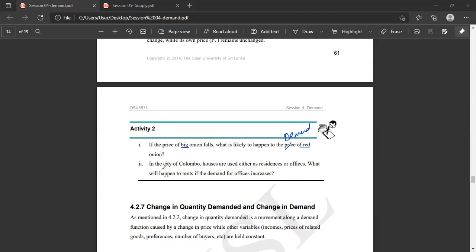Now see the second one. In the city of Colombo, houses are used either as residences or offices. What will happen to the rent if the demand for offices increases? Can you understand? Now, demand for offices increases. The price of an office is the rent. The demand increases, ultimately the rent will increase. This is general knowledge. Is it okay?